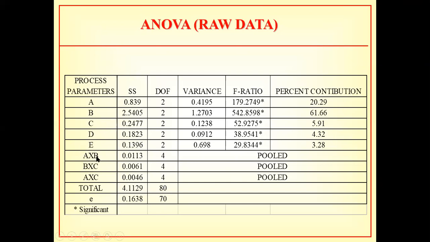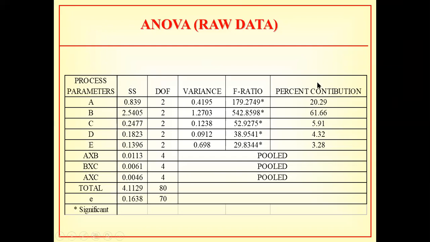But initially we thought that the interaction effect may affect my quality, but my analysis says no, that interaction effect is not affecting anything. Only the independent parameters affect. That is basically the purpose of ANOVA: to go for the significance testing of the parameters, whether that parameter is significant or not.